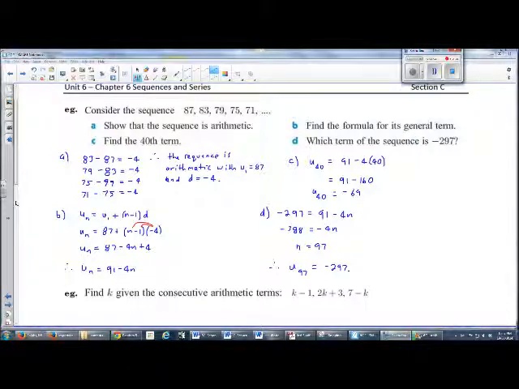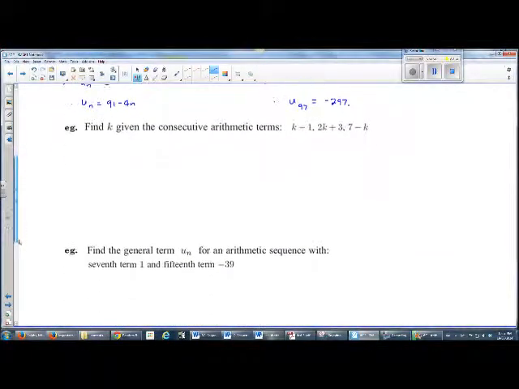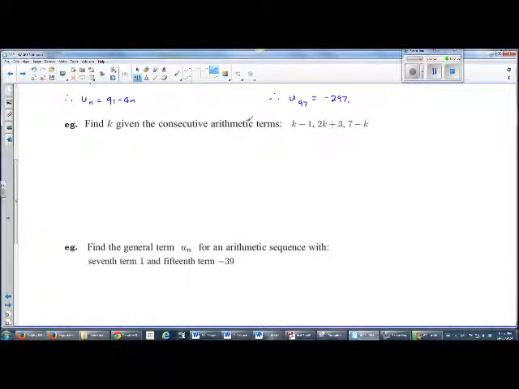Okay, so moving along to next example. Find k given the consecutive arithmetic terms k minus 1, 2k plus 3, and 7 minus k. Well, if we know that there are 3 consecutive terms, we were told earlier that the middle term is actually the arithmetic mean of the first and third terms. So what we're going to do is take the first and third terms and find the mean of those. And we know that that's going to equal that middle term.